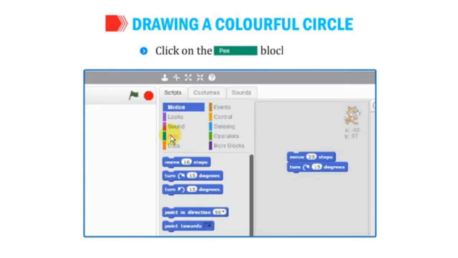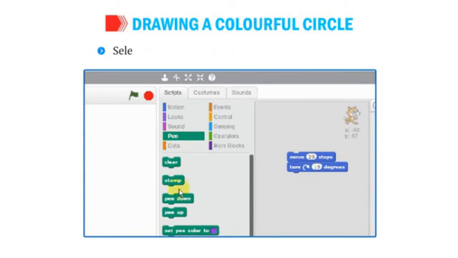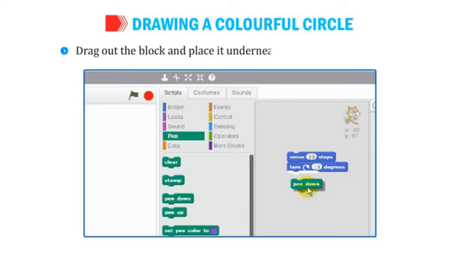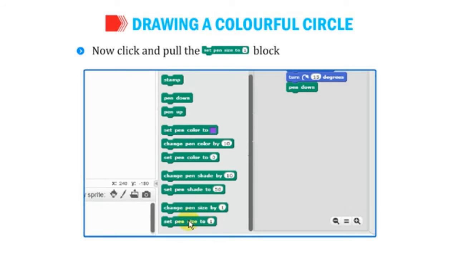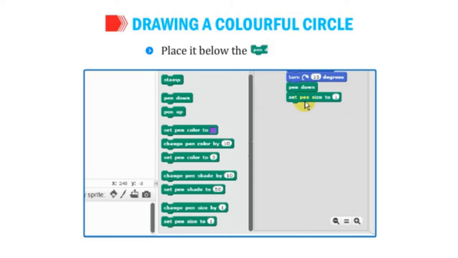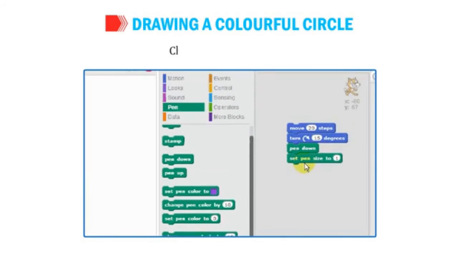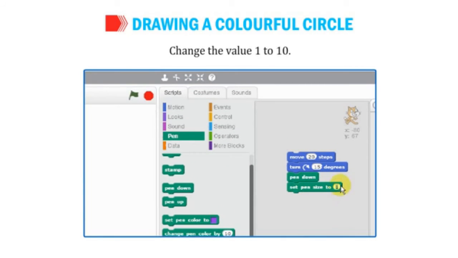Click on the pen block menu. Select the pen down block from the pen block palette. Drag out the block and place it underneath the Turn 15 degrees block. Now click and pull the set pen size to 1 block onto the script area. Place it below the pen down block. Change the value 1 to 10.